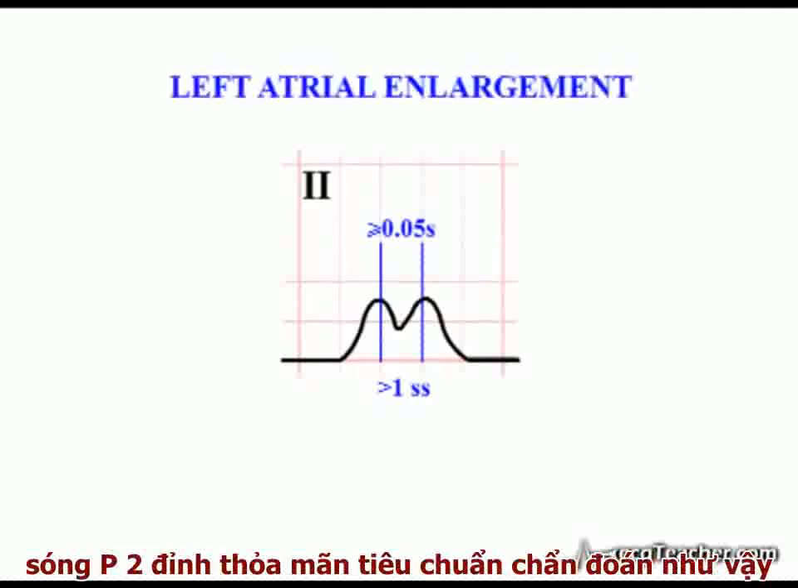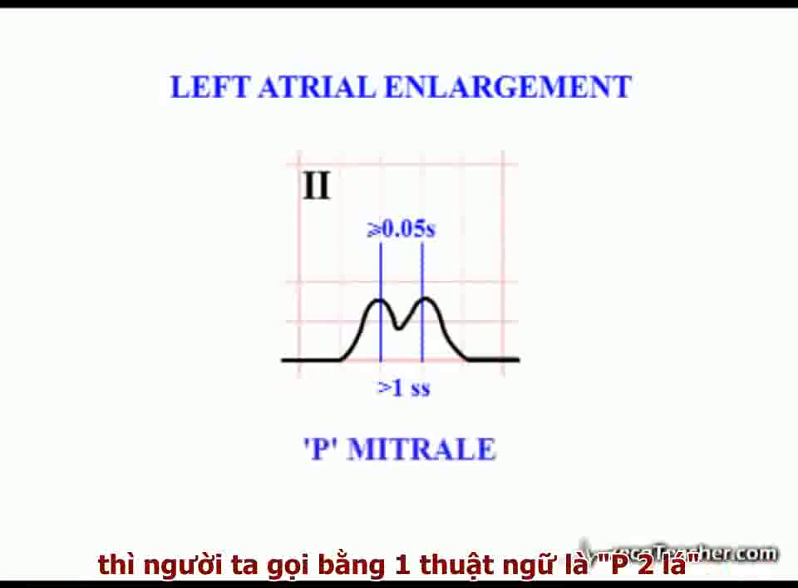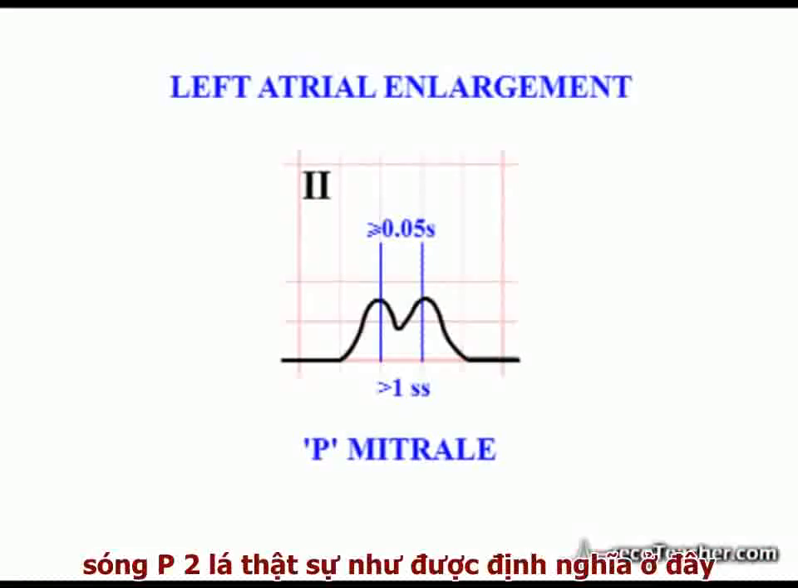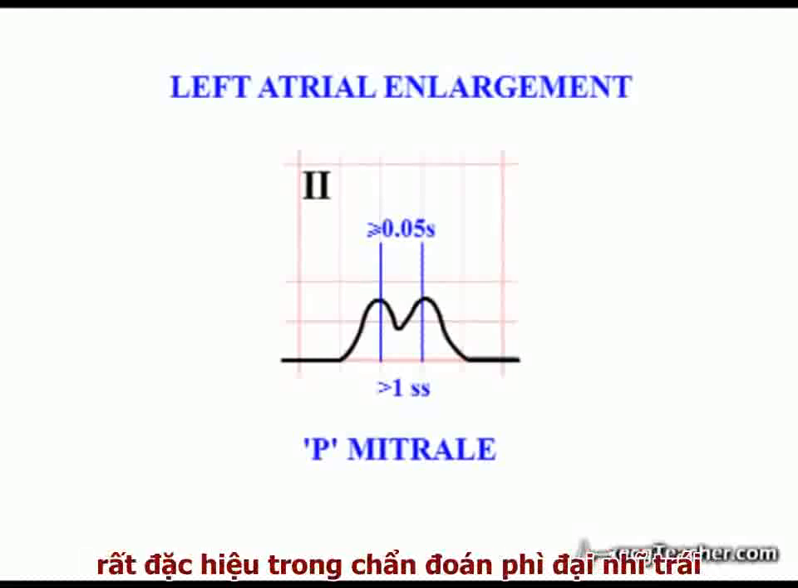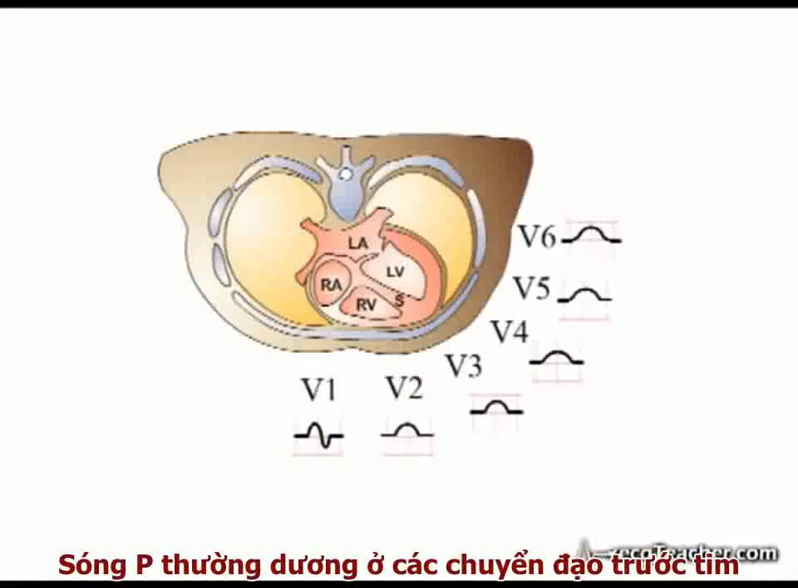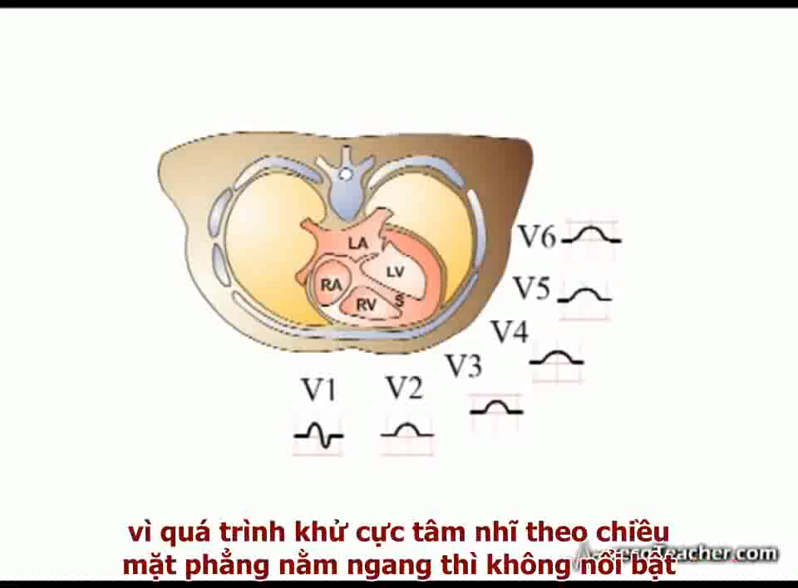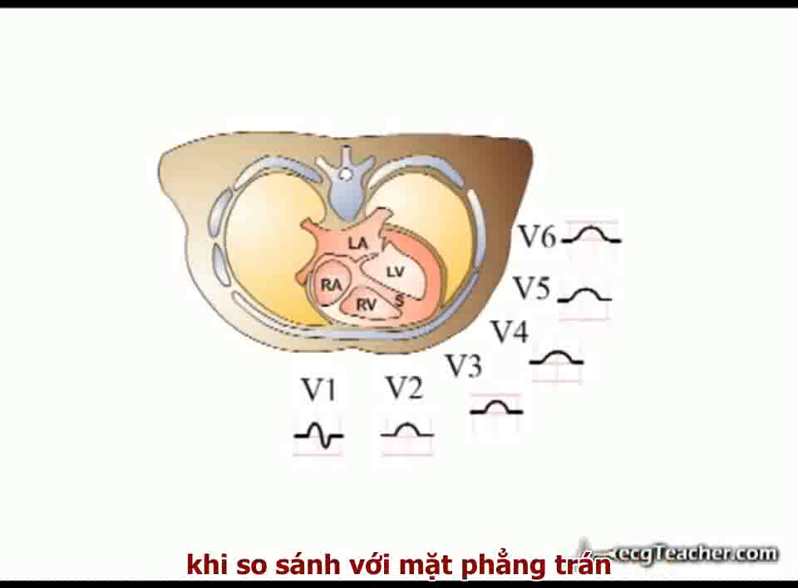A notched P wave with this diagnostic degree of separation between the right and left atrial peaks is referred to as P mitrale. True P mitrale, as defined here, is very specific for left atrial enlargement. P waves are generally positive in the chest leads, but tend to be of low amplitude, as the spread of atrial depolarization is less prominent in the horizontal plane compared to that in the frontal plane.